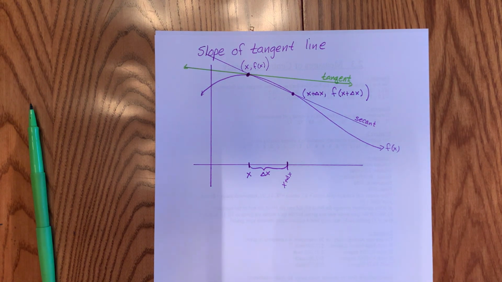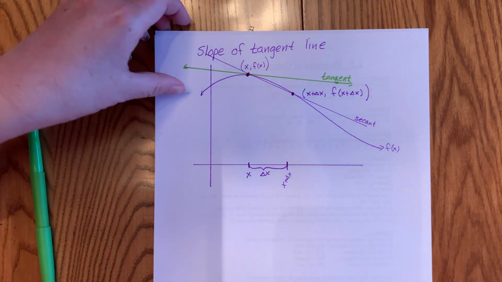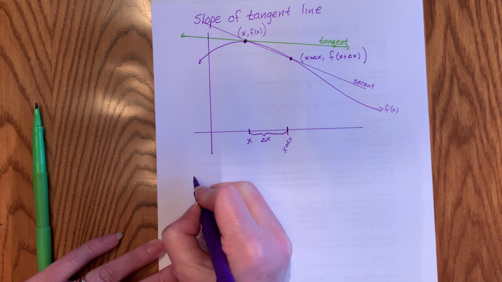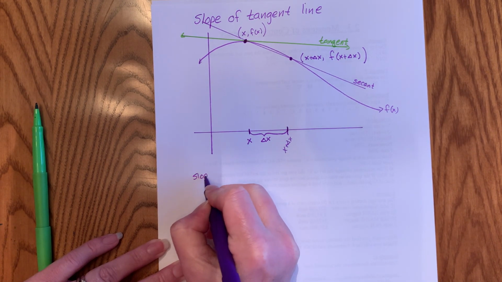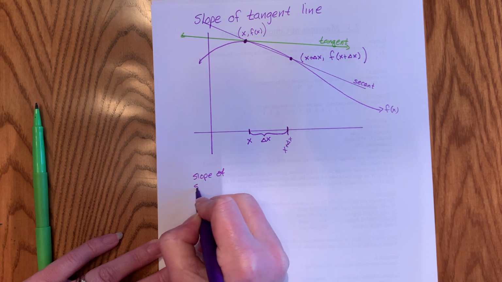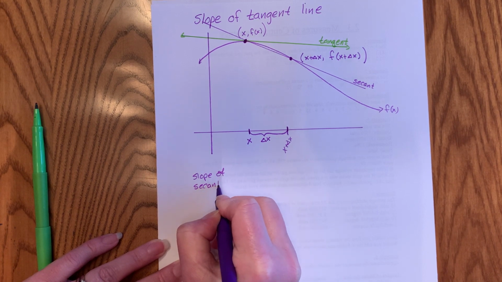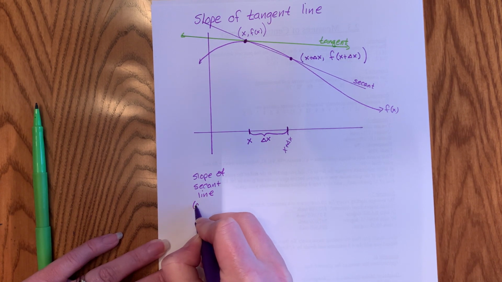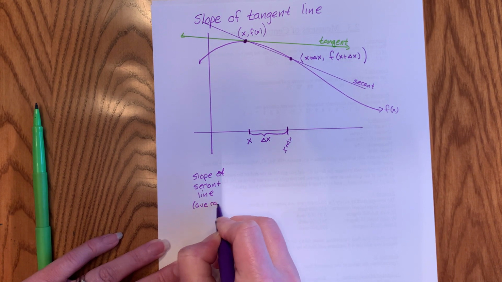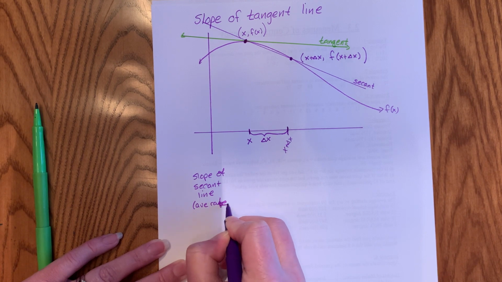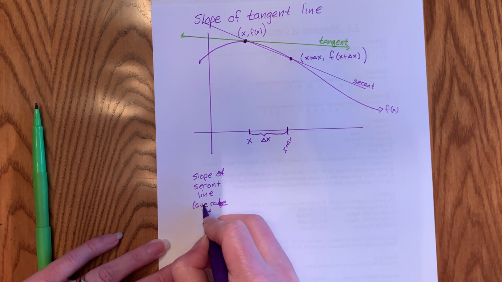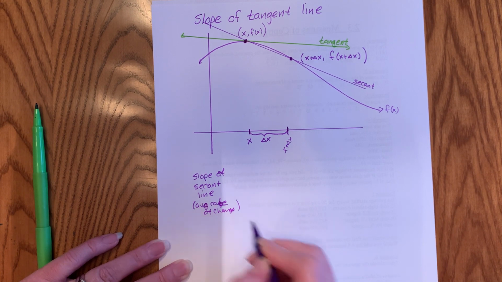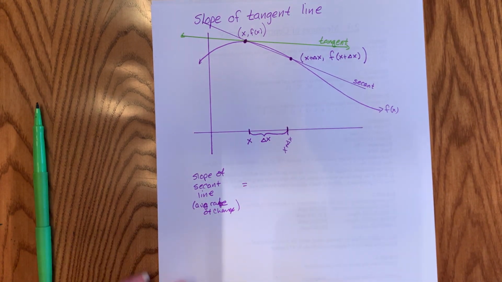All right, but now that we have a secant line, we can find the slope of said secant line. So here's what we're gonna do. We're gonna start with the slope of the secant line. And if you recall from a previous video, this would be the average rate of change. Whoops, not rate of change. Average rate of change. Nicely done. Yeah. All right. And here's our little formula.